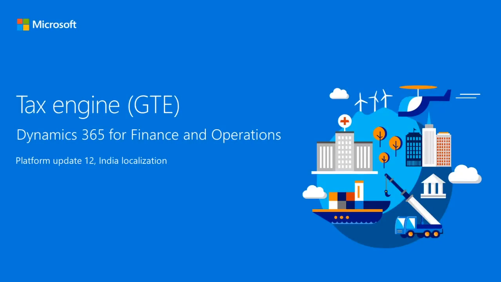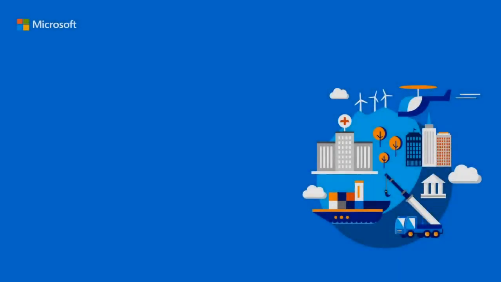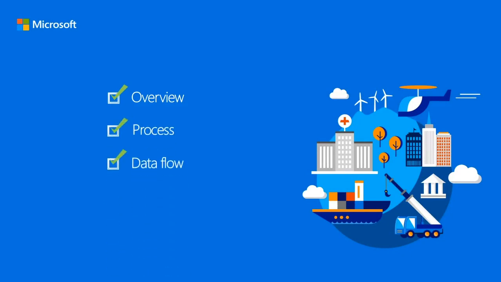This video gives you an overview of the tax engine functionality in Finance and Operations, which is available starting in Platform Update 12. This functionality is for legal entities with a primary address in India. We'll provide an overview of the new functionality, including the tax areas that the functionality applies to. We'll dive into the process workflow, data flow, and, at the end, we'll give a brief demo of the functionality.